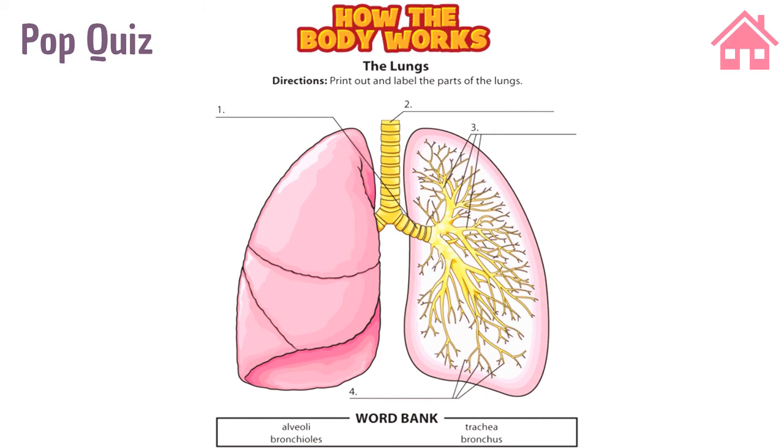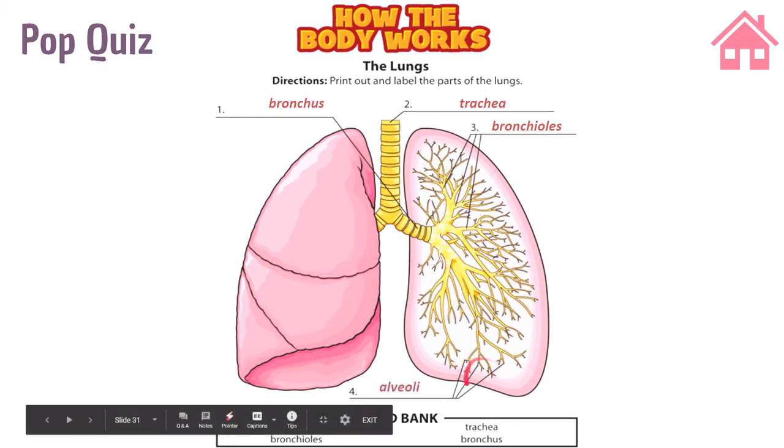So let's try this short pop quiz on the different parts of the lungs. Number one, your bronchus. This is your left primary bronchus and this is your right primary bronchus. Trachea or windpipe, and then bronchioles. Then alveoli at the tip of your bronchioles where gas exchange takes place. The grape-like air sacs, alveoli, plural, alveolus, singular.